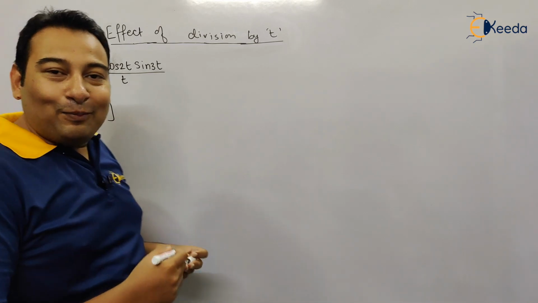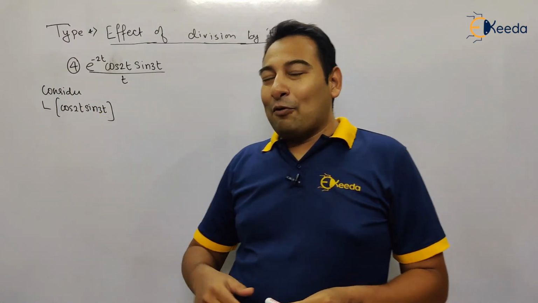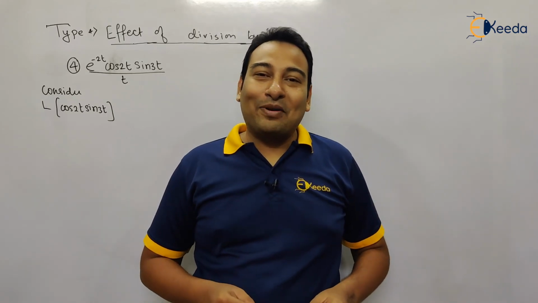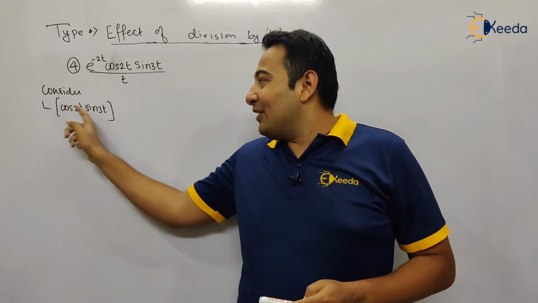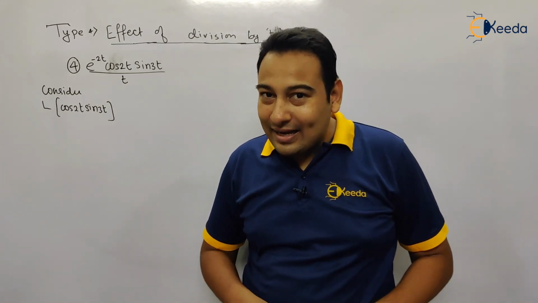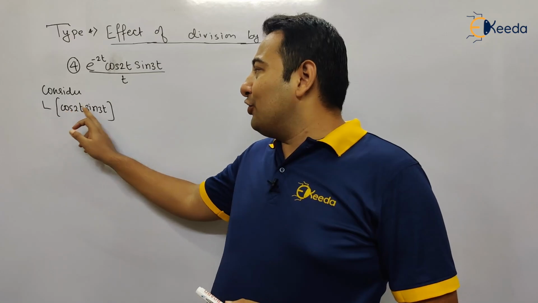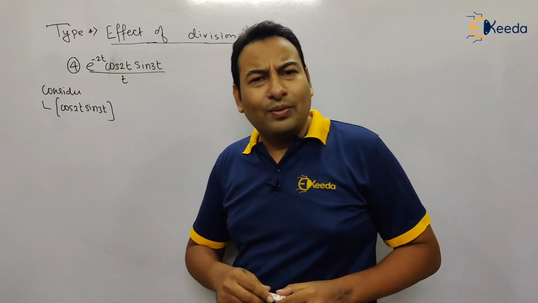Yes. Please tell me how to find Laplace of this particular term. This type of problem we have already solved in type number 1. Can you write it down? Is that Laplace of cos 2t into Laplace of sin 3t? No. Why? Because if there is multiplication in between, we cannot separate Laplace transform. So what needs to be done?